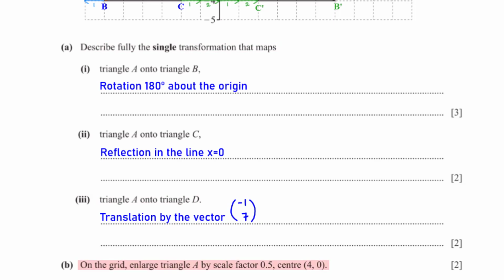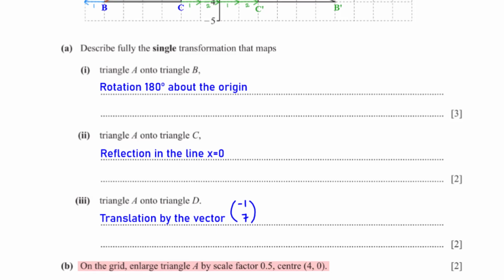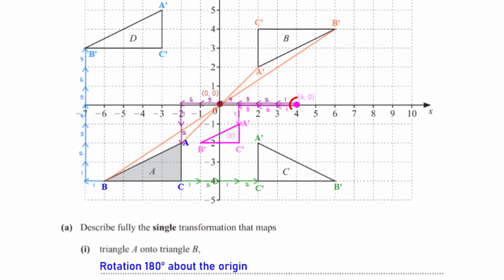On the grid, enlarge triangle A by scale factor 0.5, center (4, 0). First, we need to mark the center of enlargement, which is (4, 0). Then we need to move each vertex on triangle A such that we are able to reproduce the enlarged image of the triangle. Let's pick point A.